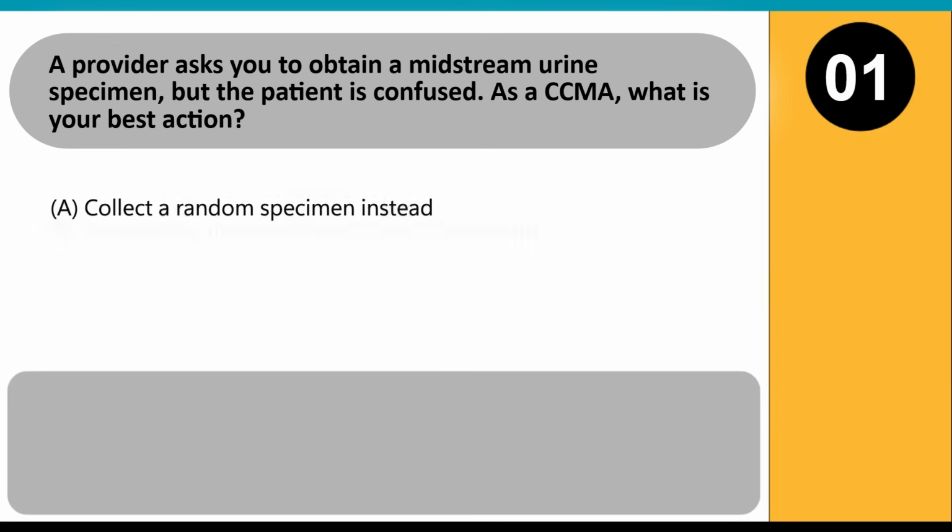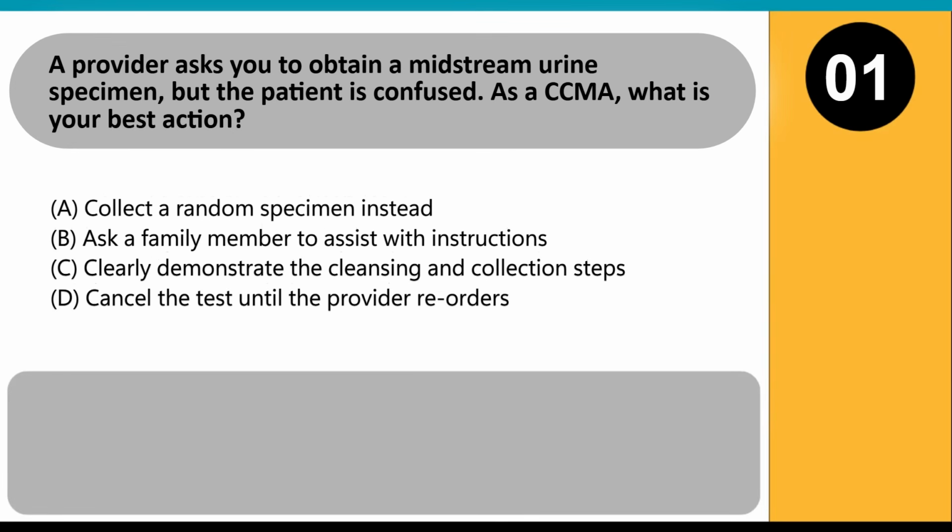A provider asks you to obtain a midstream urine specimen, but the patient is confused. As a CCMA, what is your best action? A. Collect a random specimen instead. B. Ask a family member to assist with instructions. C. Clearly demonstrate the cleansing and collection steps. D. Cancel the test until the provider reorders.